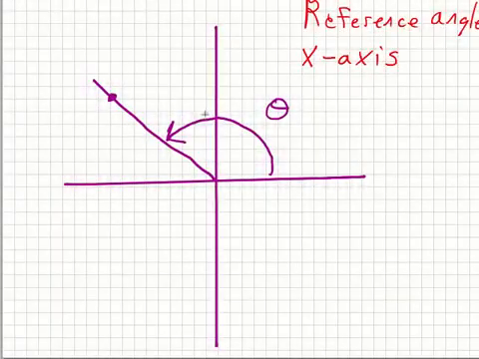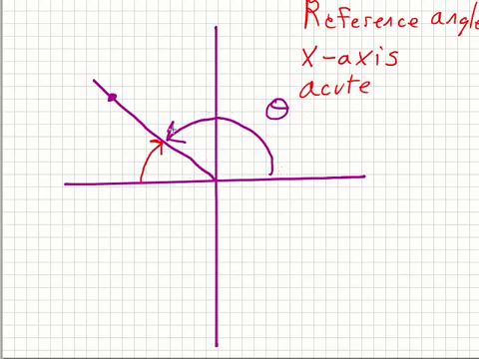The reference angle is an angle from the x-axis to the terminal side. However, it could be from the positive or negative x-axis. So in this case, we have an angle here. The reference angle is always acute, meaning less than 90 degrees.